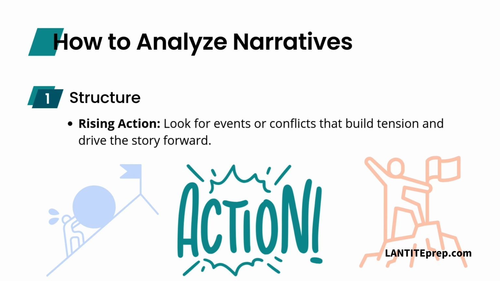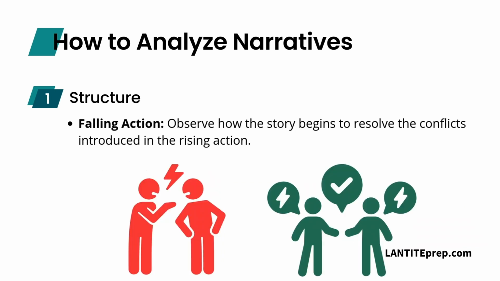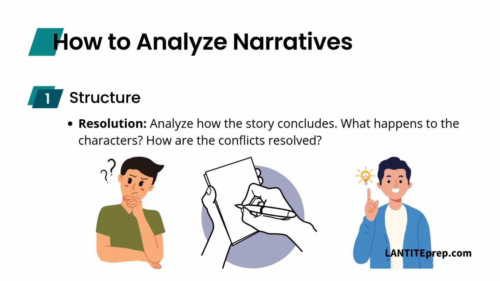Then there is the climax, where the main conflict reaches its peak. The climax is often the most emotionally intense part of the narrative. Fourth is the falling action. Here, observe how the story begins to resolve the conflicts introduced in the rising action. This phase leads the characters towards a resolution. And finally, we have the resolution. This is where we analyze how the story concludes. Ask yourself questions like, what happens to the main characters and how are the conflicts resolved?